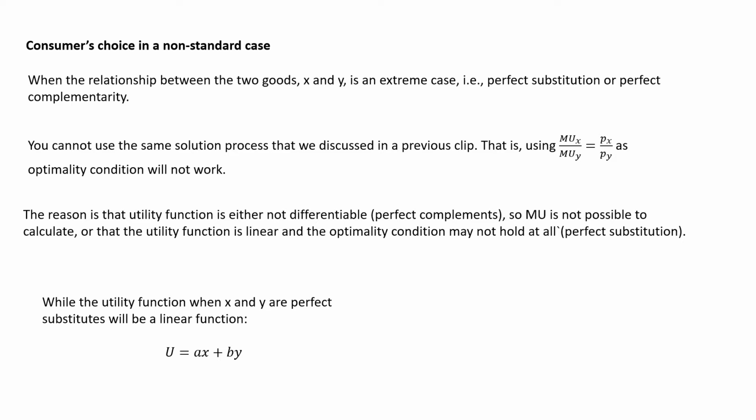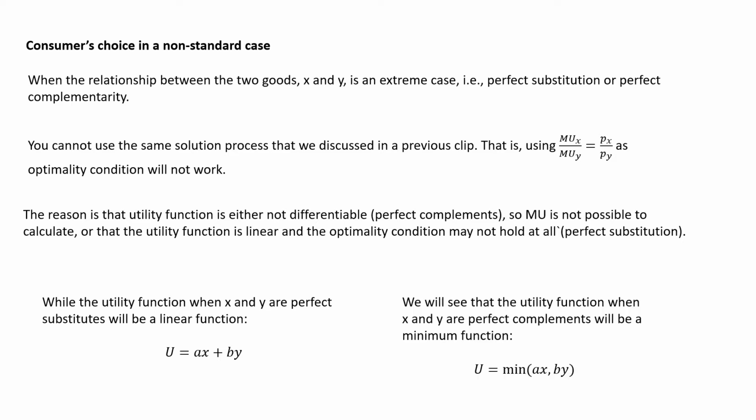We are going to show that the utility function, in case of perfect substitution, is going to be linear, just like this one. And under perfect complements, we are going to have a non-differentiable function, a minimum function, which will also lead to some very special indifference curves. So when we have perfect substitutes, the indifference curve is a line. When we have perfect complements, then we are going to have L-shaped indifference curves.